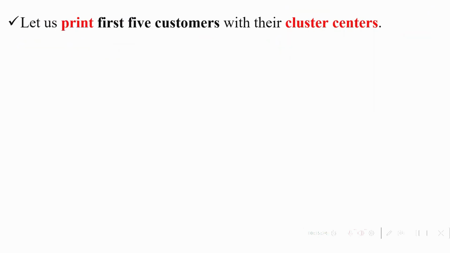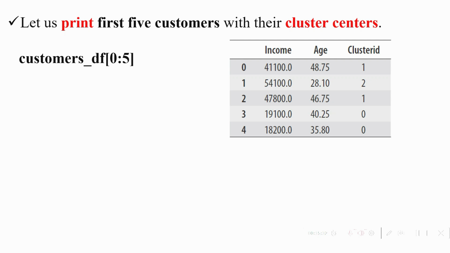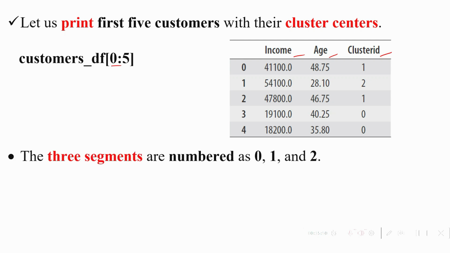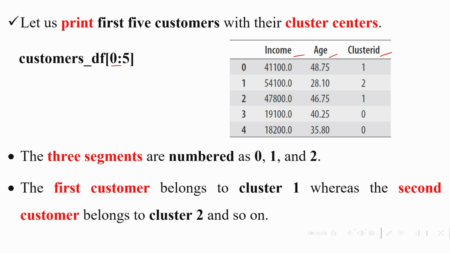Now let us first print the first 5 customers with their corresponding cluster IDs, customers underscore df of 0 to 5, that means the first 5 rows, with income, age and cluster ID. These are the different cluster IDs for the first 5 rows, and the 3 segments are numbered 0, 1 and 2. The first customer belongs to cluster 1, the second customer belongs to cluster 2, and so on.